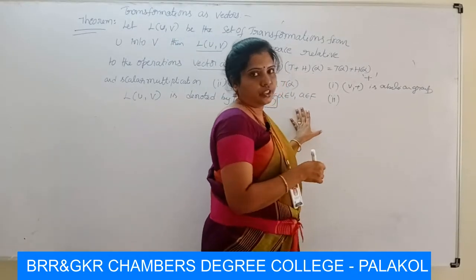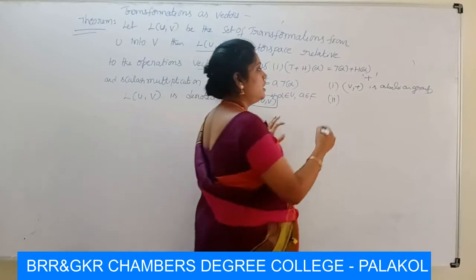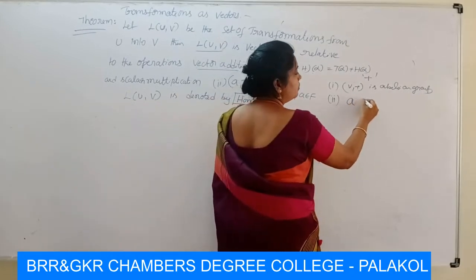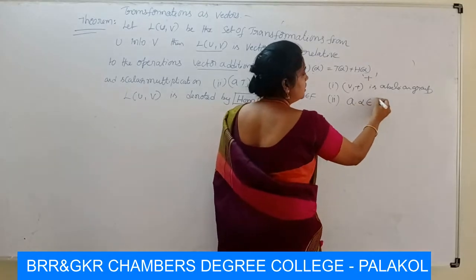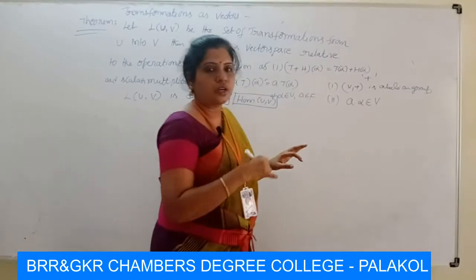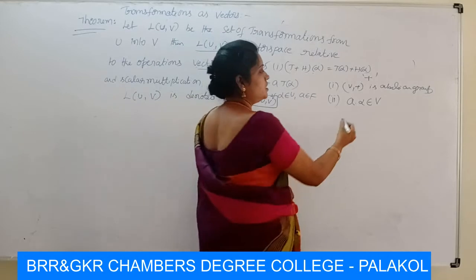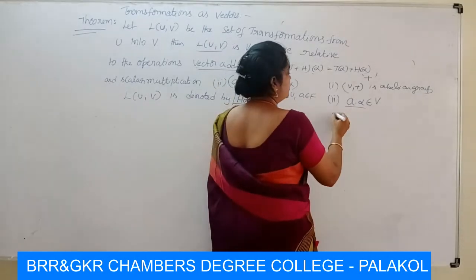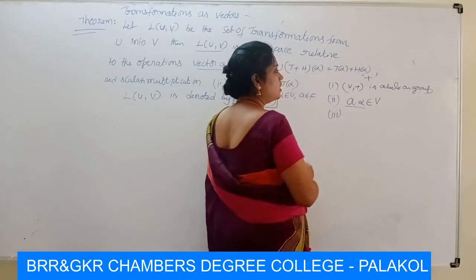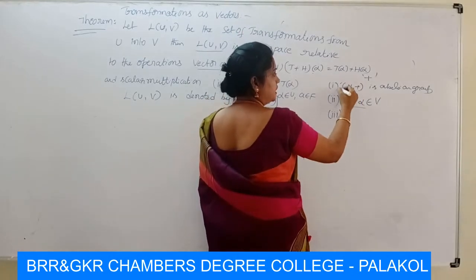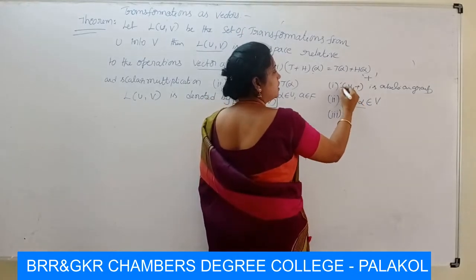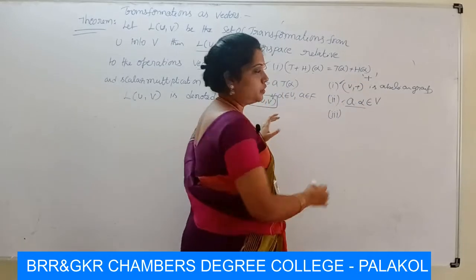And second property, that is there is defined external composition, that is scalar multiplication, defined as a into alpha. Alpha is a vector, a is a scalar. It is again a vector. So a alpha belongs to V. This is external composition. This is internal composition, that is plus.